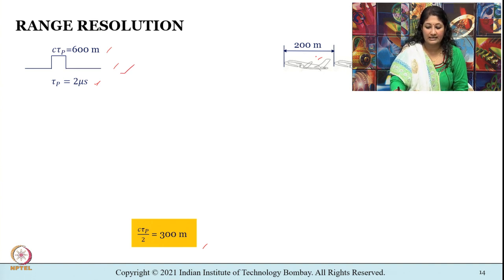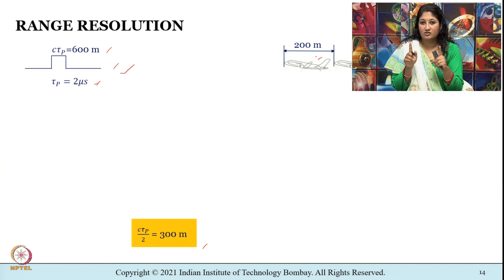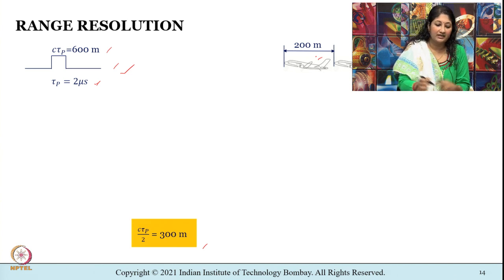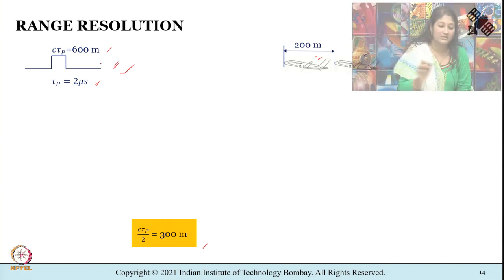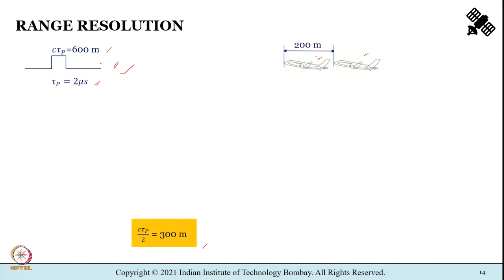Which means for this case, when the separation distance is 200 meters, the radar, which is sending out a pulse of this pulse duration, won't be able to differentiate between the echoes coming from the two targets. Very difficult.